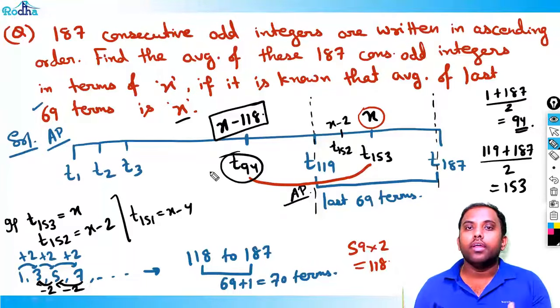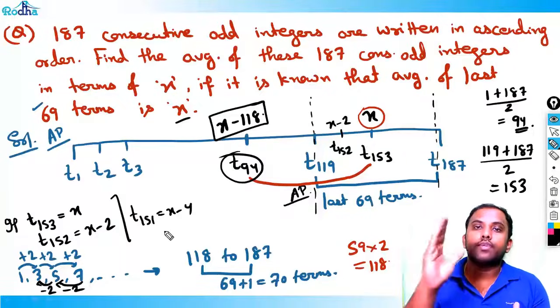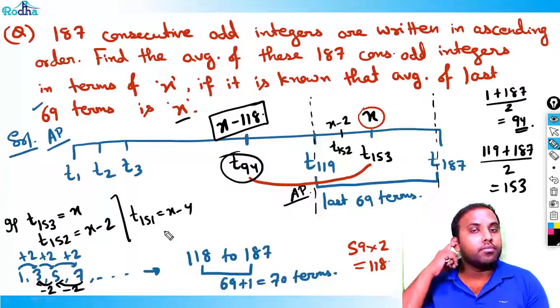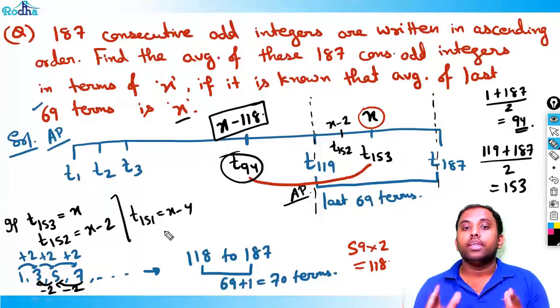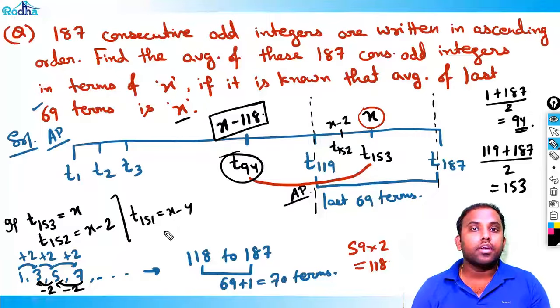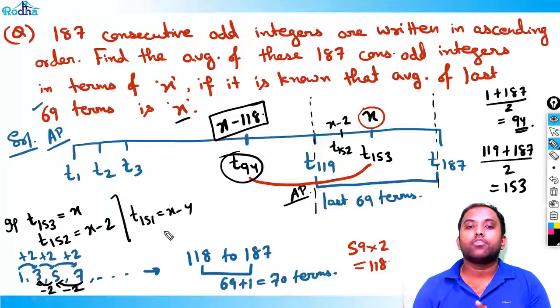If you go beyond, each term will decrease by 2 because it is consecutive odd integers, like 1, 3, 5, 7, 7, 5, 3, 1. So if T153 is x, T152 is x minus 2, T151 is x minus 4. Every term decreases by 2 if you go beyond. From T153 to T94, there are 59 terms. So the decrease is 59 into 2, that is 118. So x minus 118 is the answer for your question.